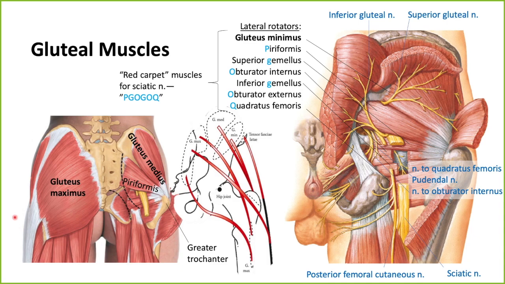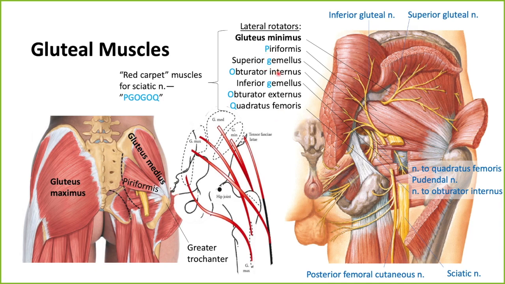But I think it's really important because it's things that students get confused. So if students get confused on it, that's something that they probably are going to ask more than likely. But the order of these is P, go, Q. So piriformis, superior gemellus, obturator internus, inferior gemellus, obturator externus, and quadratus femoris.